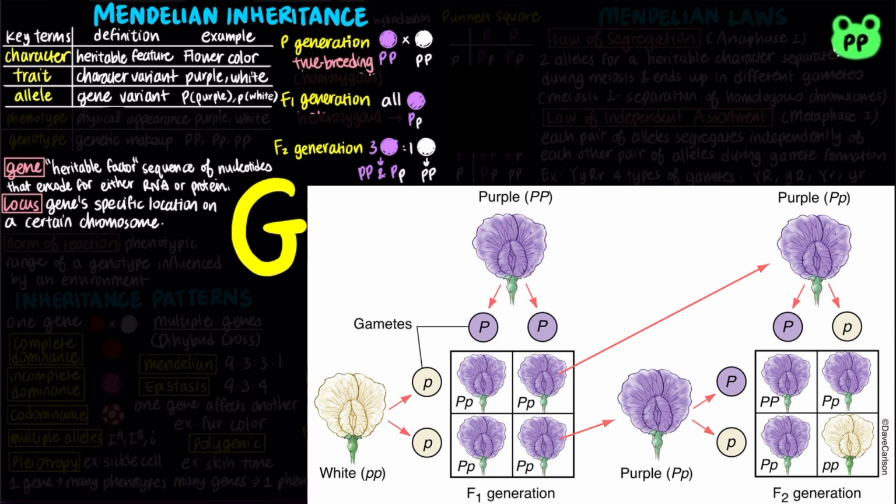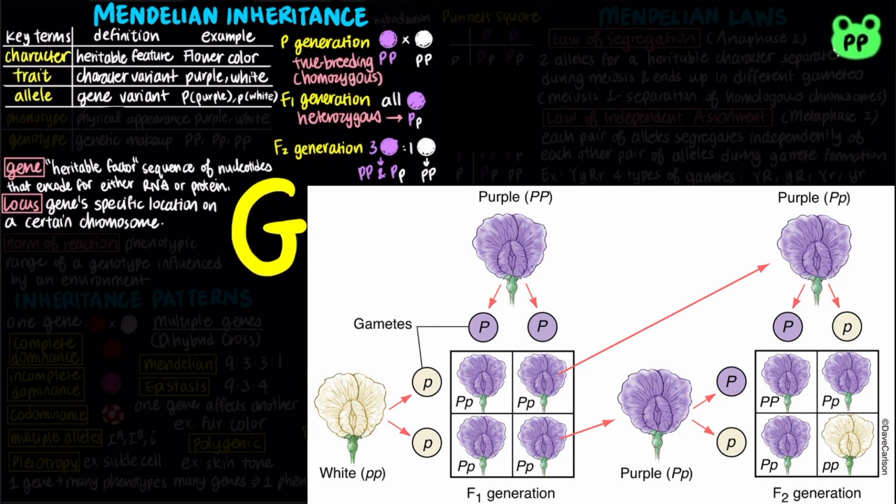Second, for each character, an organism inherits two alleles, one from each parent. The two alleles at a locus on a chromosome may be identical, as in the true breeding plants of Mendel's pea generation, which are referred to as homozygous. The two alleles could differ, as in the F1 hybrids, which are referred to as heterozygous.